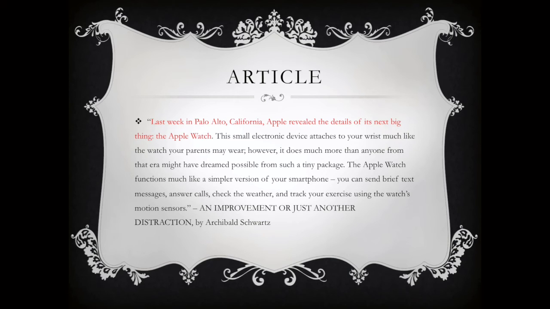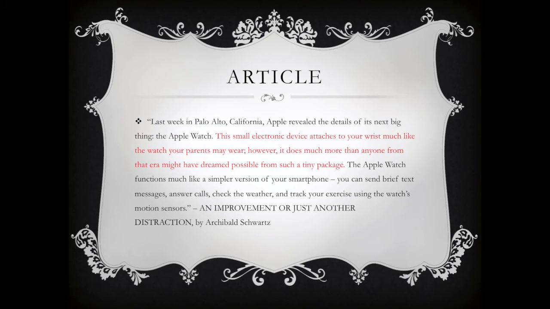Last week in Palo Alto, California, Apple revealed the details of its next big thing, the Apple Watch. So, again, this first sentence is pretty much just an introduction. Details. When? Last week. Where? Palo Alto, California. What happened? Apple revealed the details of the Apple Watch. There's still a lot of information we need to know.